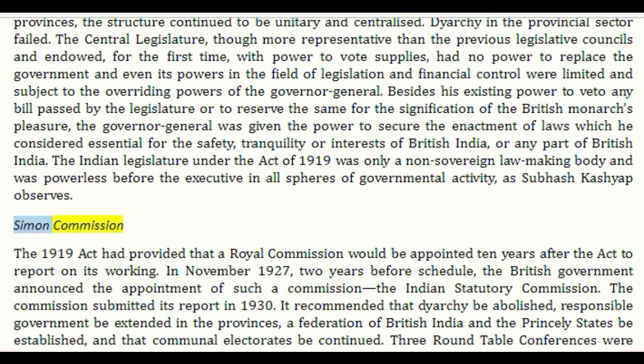Simon Commission. The 1919 Act had provided that a royal commission would be appointed 10 years after the Act to report on its working. In November 1927, 2 years before schedule, the British government announced the appointment of such a commission, the Indian Statutory Commission. The commission submitted its report in 1930.